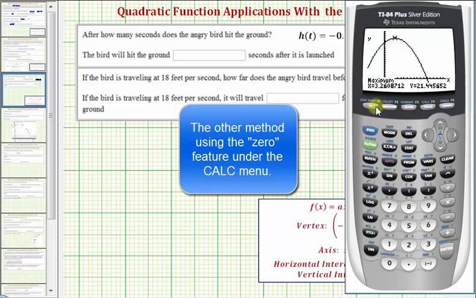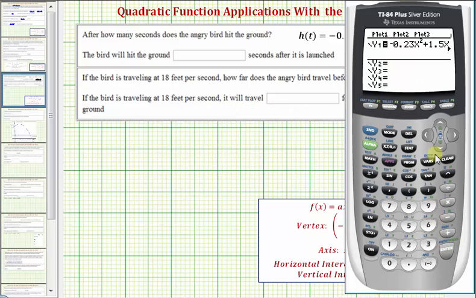So we're going to press y equals, press enter at y1, and enter y2 equals 0, which represents h of t equals 0. Now when we graph this, we're not going to see the second function because it's right along the horizontal axis. But because we have the horizontal line h of t equals 0 graphed, we can find the coordinates of this point where the angry bird hits the ground using the intersection feature of the calculator.